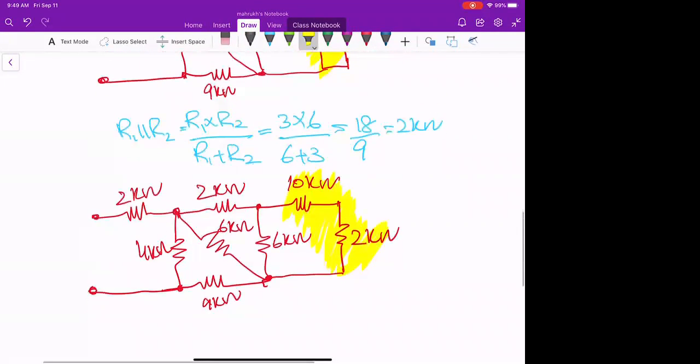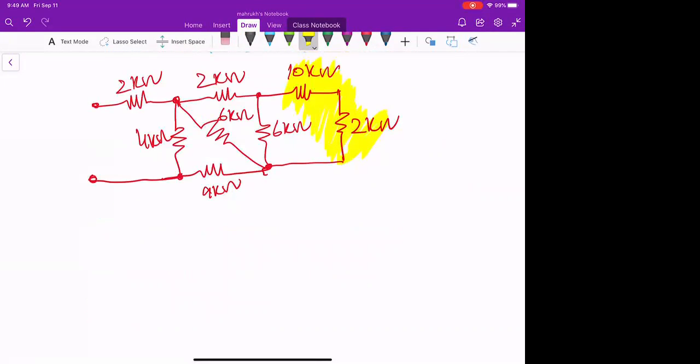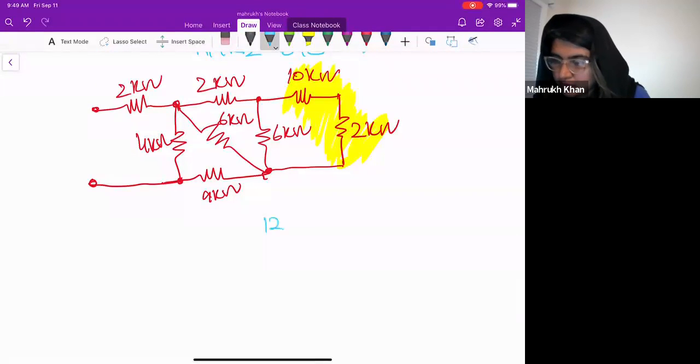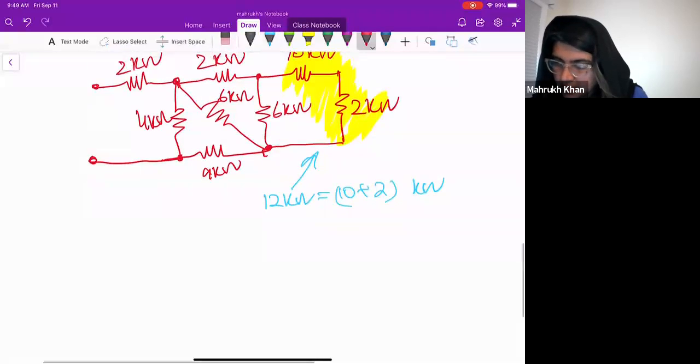You just add them because they're in series, so it would be 12 kilo ohms. Yes. So I will just add them. So this will be 12 kilo ohms, which is equal to 10 plus 2 kilo ohms, right? So this is here, and I can just add this like that.